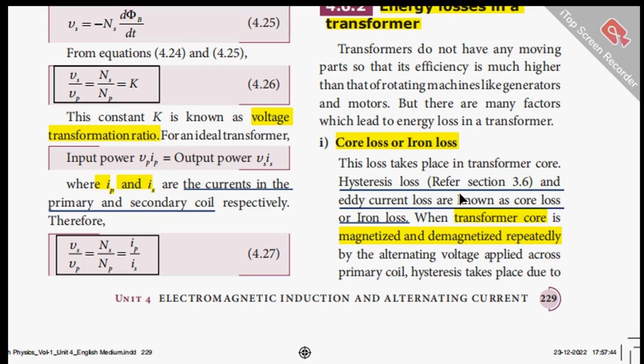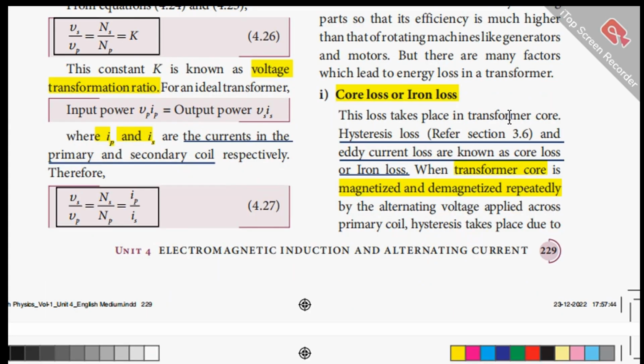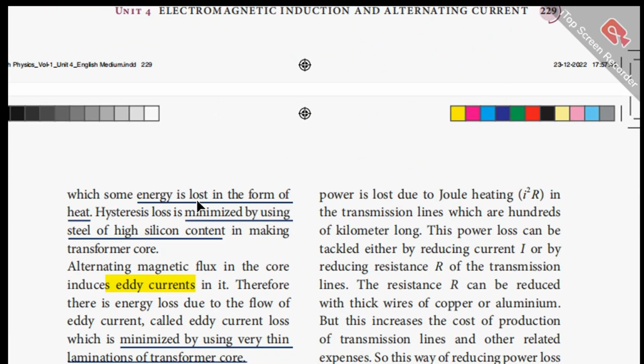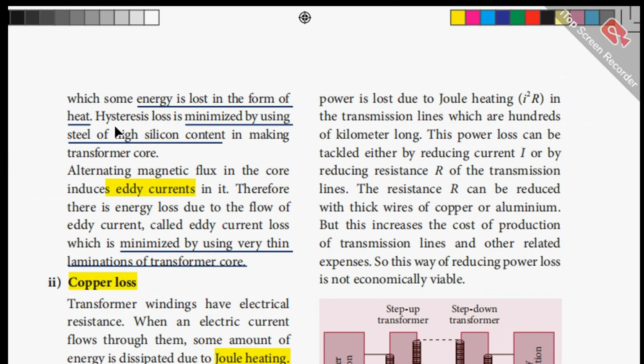The first one is core loss, or iron loss. This loss takes place in the transformer core. The hysteresis loss, which we have already studied in the previous chapter, and the eddy current loss are known as core loss or iron loss. When the transformer core is magnetized and demagnetized repeatedly by the alternating voltage applied across the primary coil, hysteresis takes place, due to which some energy is lost in the form of heat.